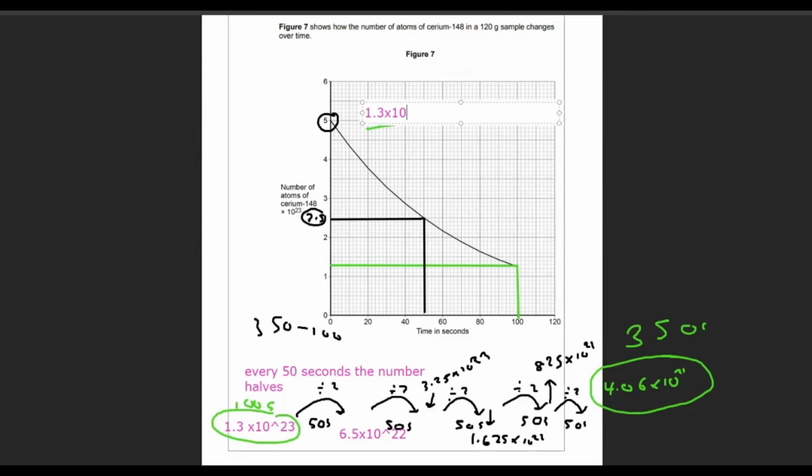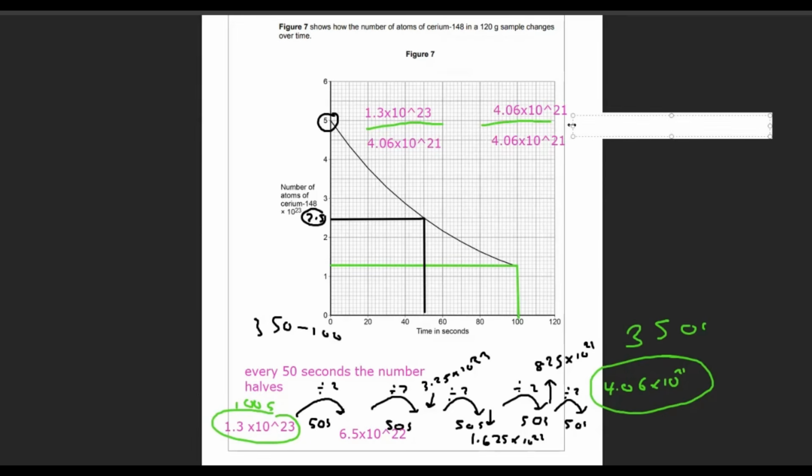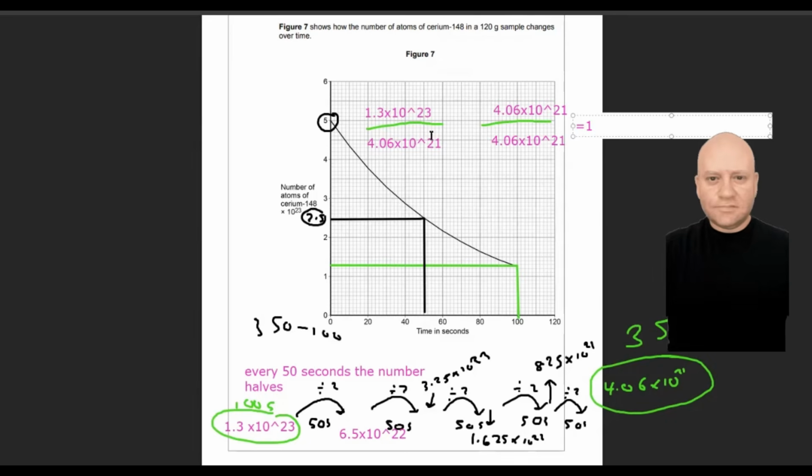1.3 times 10 to the power of 23. And I want to divide that by the smaller number, which is 4.06 times 10 to the 21. Obviously, it's smaller because there's less left. Okay. And then I'm struggling here, peeps. Okay. Geez, that took so long. I could have grown a full beard by then.